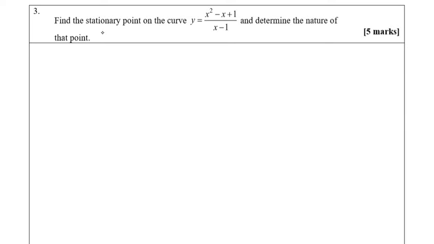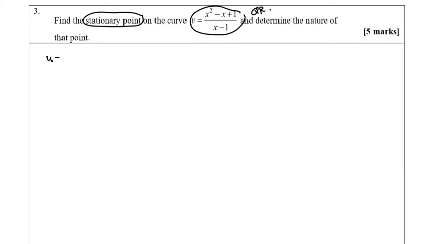Find the stationary point on the curve y equals x squared minus x plus 1 over x minus 1, and determine the nature of that point. So to find a stationary point, first we have to find dy/dx. To find dy/dx, we have to use the quotient rule.